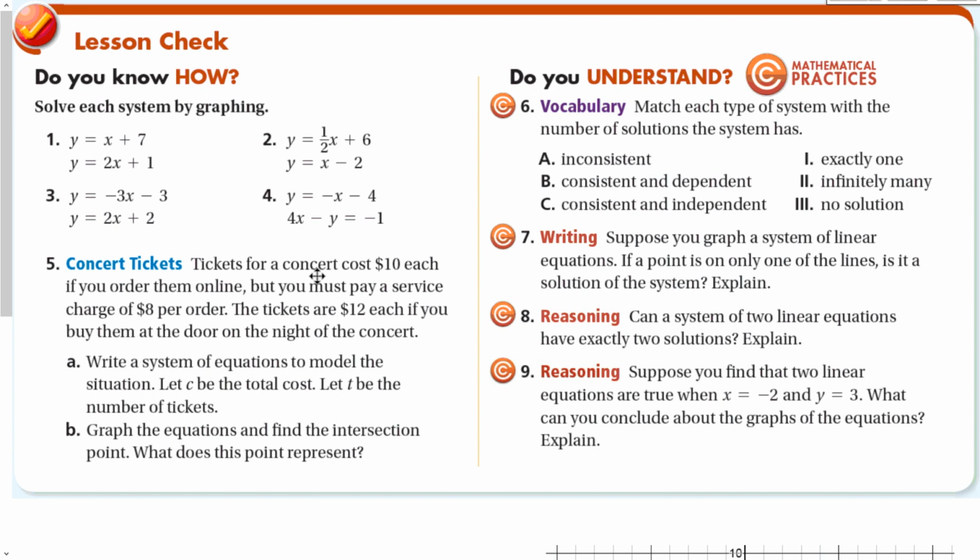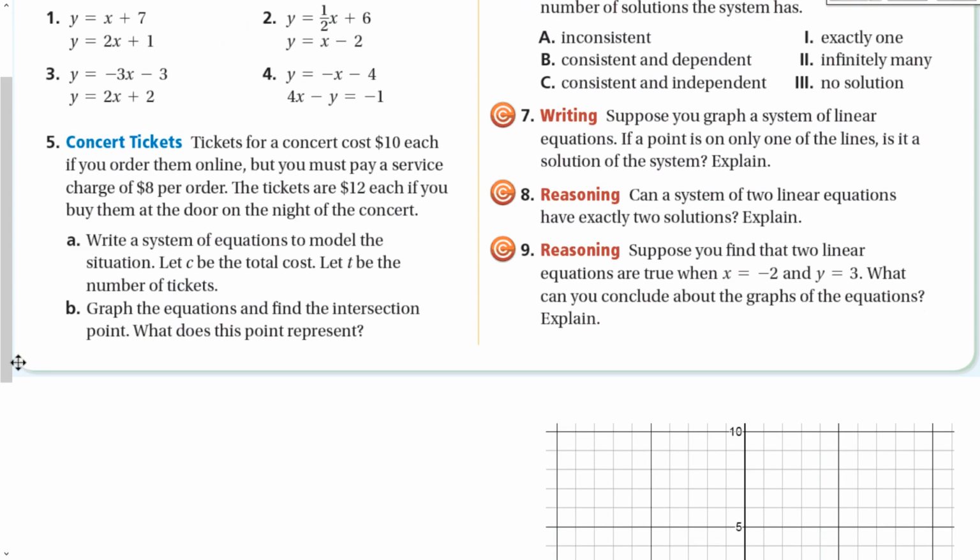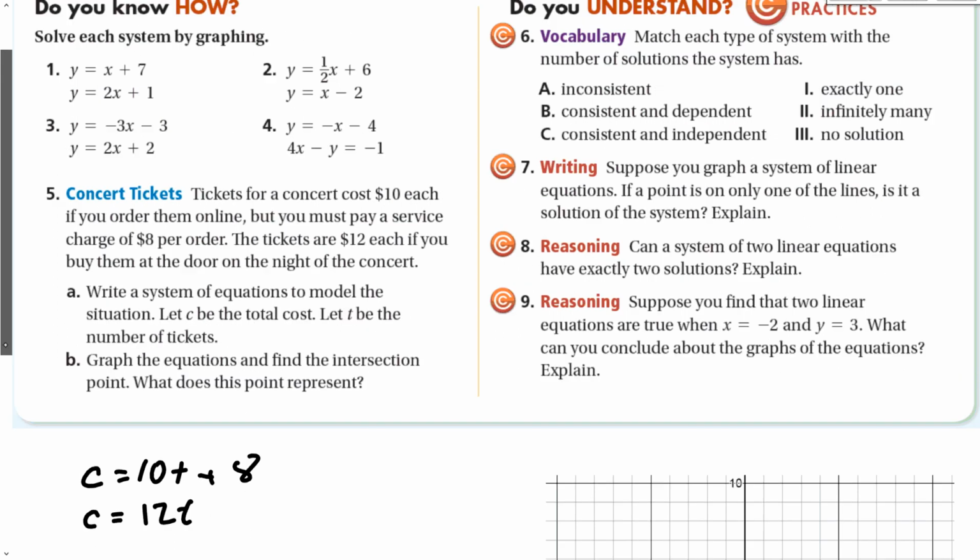For the concert tickets, the cost is $10 each if you order them online, but you must pay a service charge of $8 per order, or $12 if you buy them at the door on the night of the concert. So we have the cost is $10 per ticket, but you have to pay $8 per order, or the cost is $12 per ticket plus nothing. So we can see where these would cross. We can graph them and figure it out.